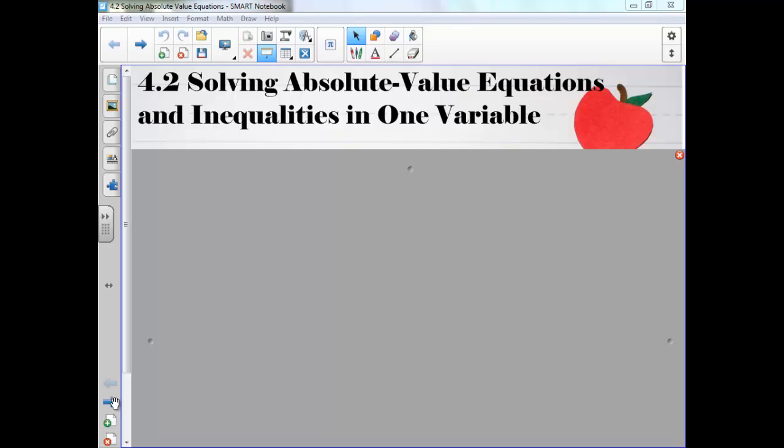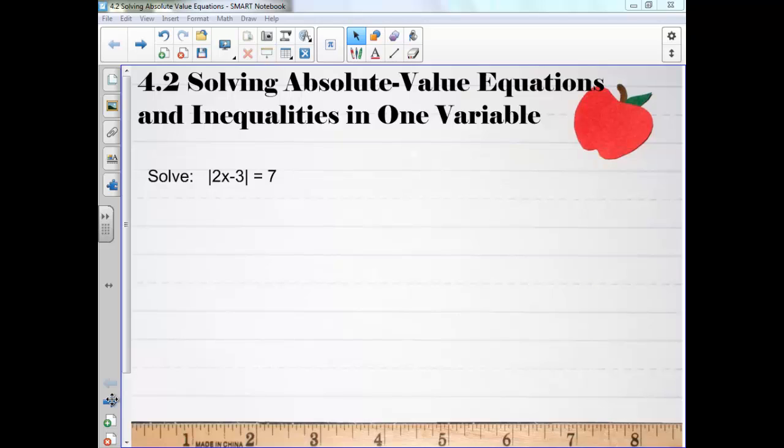Section 4.2, solving absolute value equations and inequalities in one variable. So we're going to start with solving this.